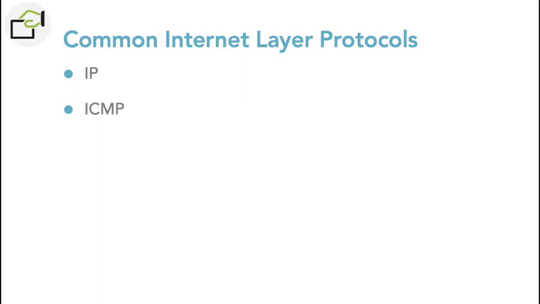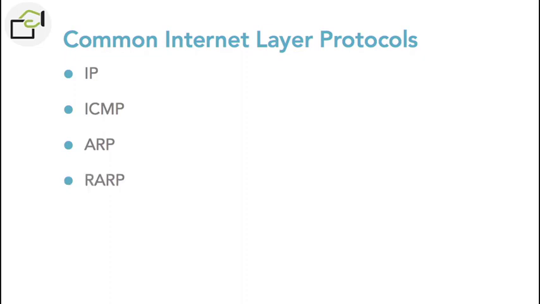Another common protocol on the internet layer is the ARP protocol. ARP stands for Address Resolution Protocol, and this protocol is used by IP protocol to take a logical address or an IP address and find out what the physical or the MAC address that matches that IP address is if it doesn't already know it.